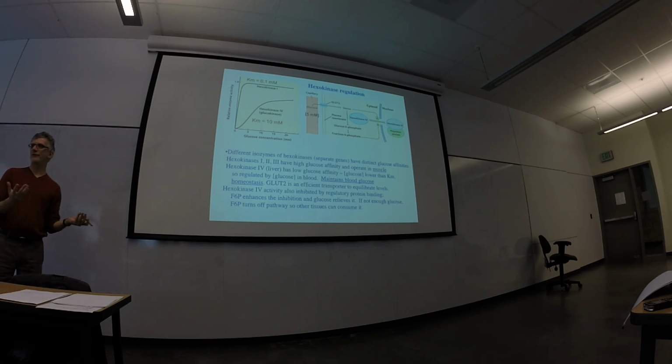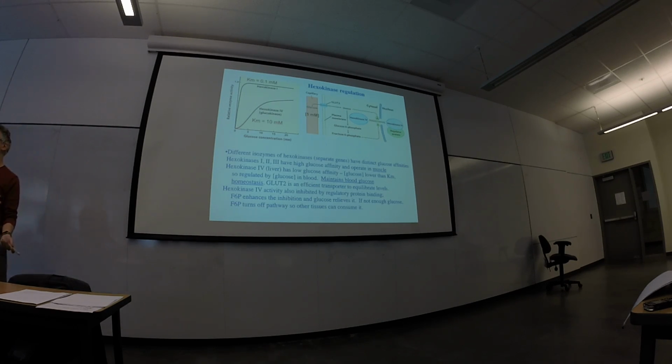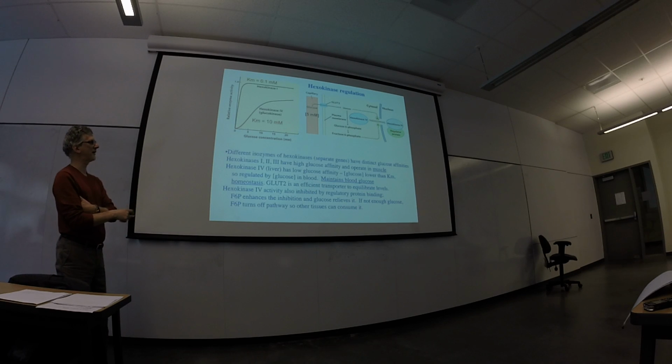You just have some changes in the structure around the binding site, probably, which contribute to the Km difference. So this is regulation based on what's the affinity of the enzyme for the substrate, how much substrate is there, where are you in the body or in the cell, and so it's just working that way. Now there's also a regulatory binding phenomenon here.